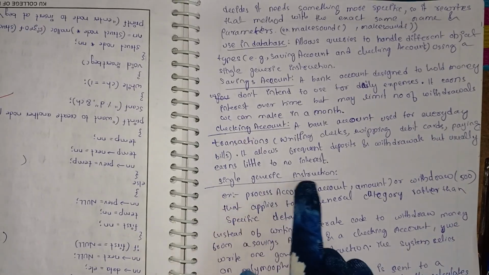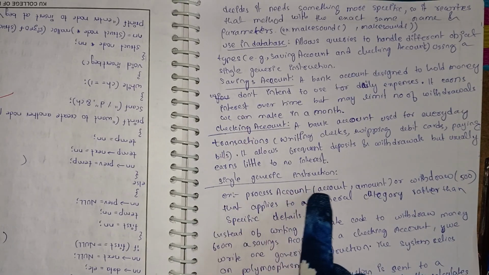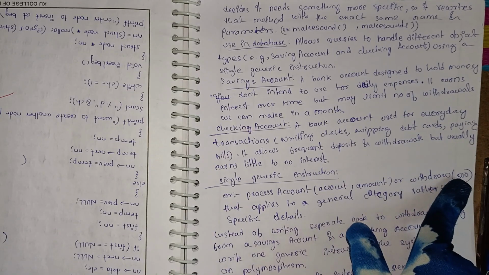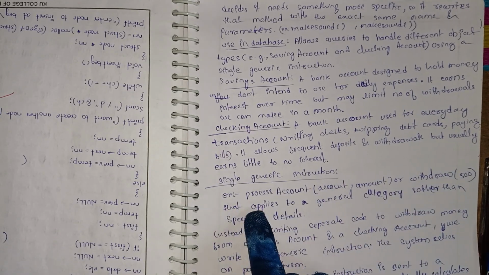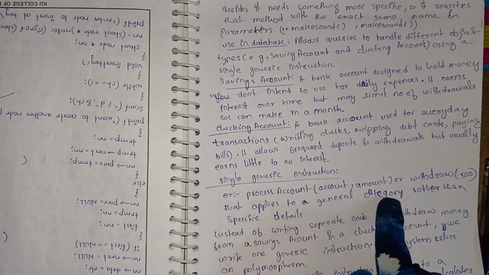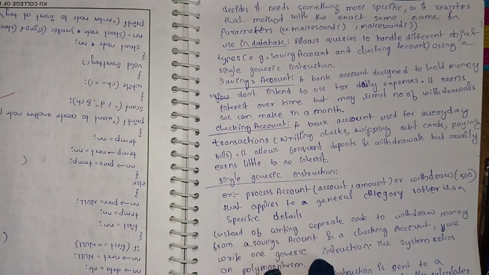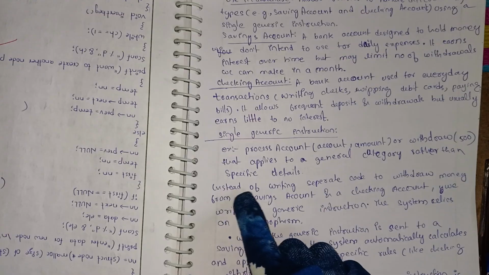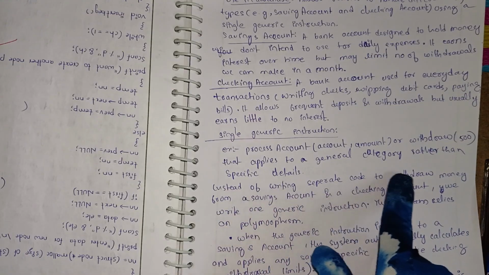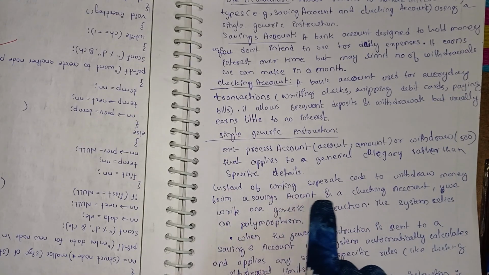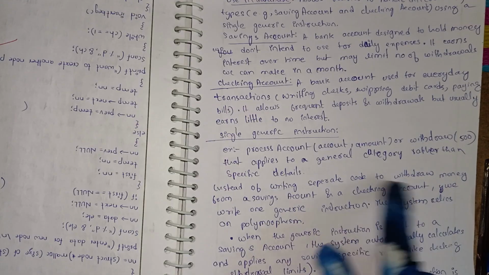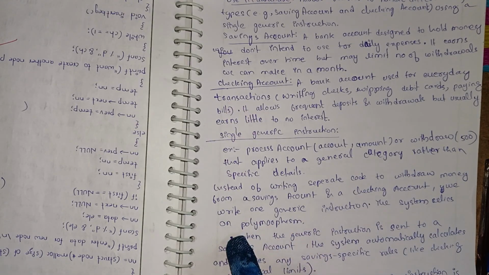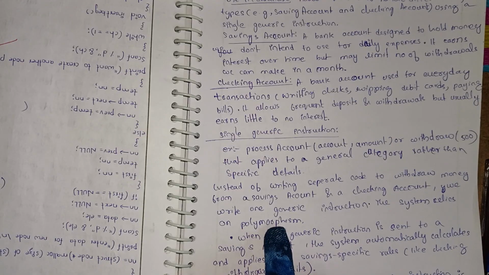And what is a single generic instruction? processAccount(account, amount), or withdraw 500. That applies to a general category rather than specific details. Instead of writing separate code to withdraw money from a saving account and a checking account, we write one generic instruction. The system relies on polymorphism.